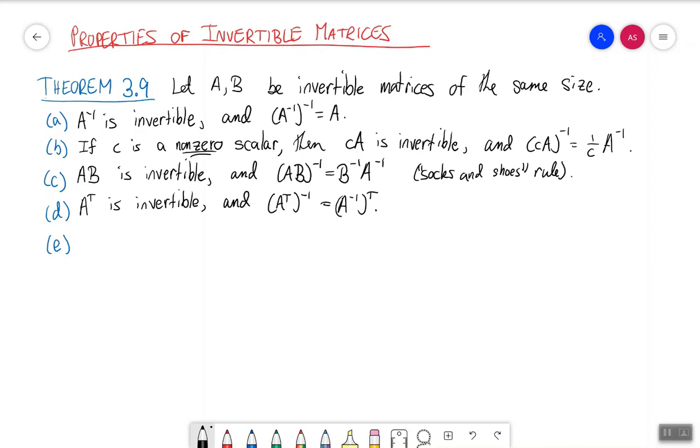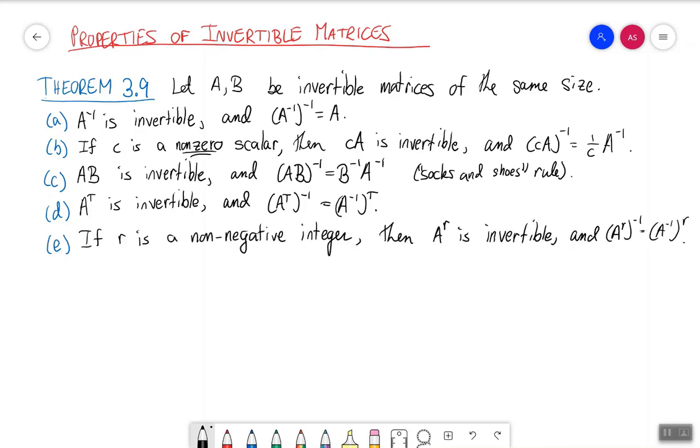The transpose of an invertible matrix is invertible. If I take the transpose of A and take its inverse, the inverse of the transpose is the transpose of the inverse. Finally, if r is a non-negative integer, then A to the rth power is invertible, and its inverse is the rth power of A inverse. So the only one of these that is not exactly the same as it is for real numbers is part C. And to remember how part C works, you just need to remember the socks and shoes rule.